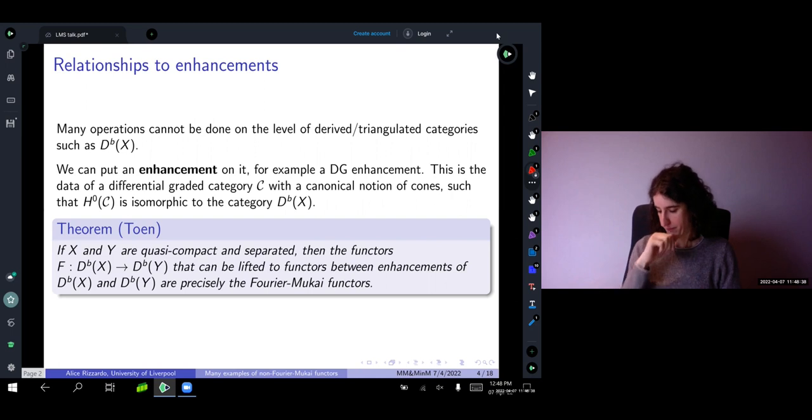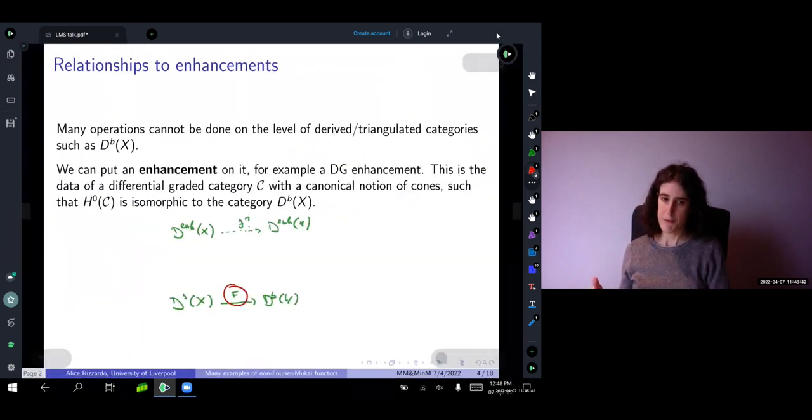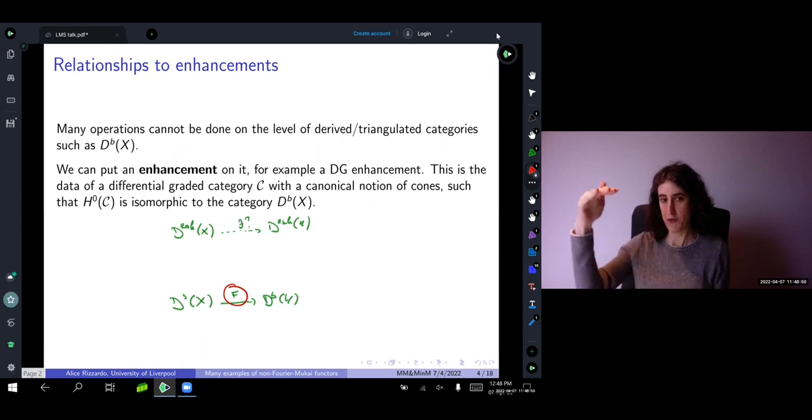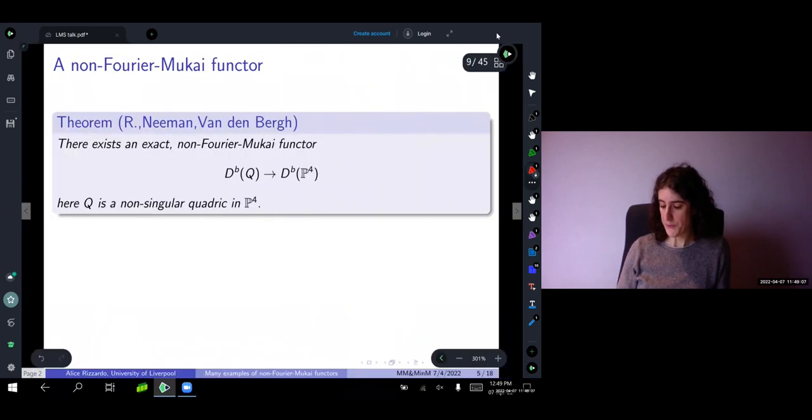And so the question that I asked before is, do we have a perfect vocabulary? So can we, for each functor that we have downstairs, lift it to a functor between enhancements? So in other words, reformulating this, the question is, is each functor between two derived categories a Fourier-Mukai functor? And the answer is no.